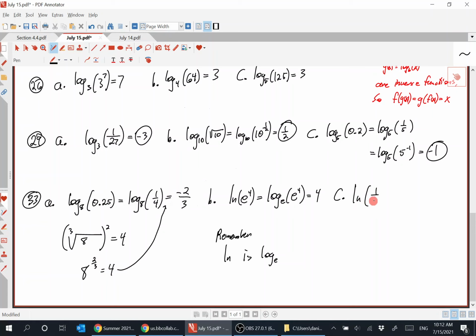C is natural log of 1 over e. 1 over e is e to the minus 1. And then again, natural log is log base e of e to the minus 1. So that's just minus 1.